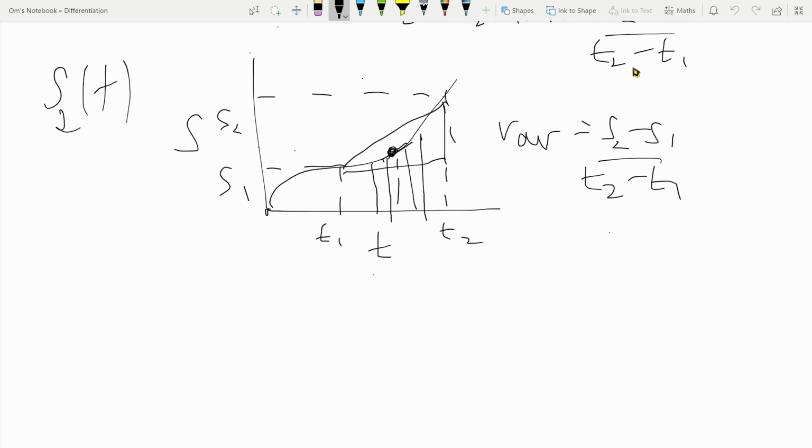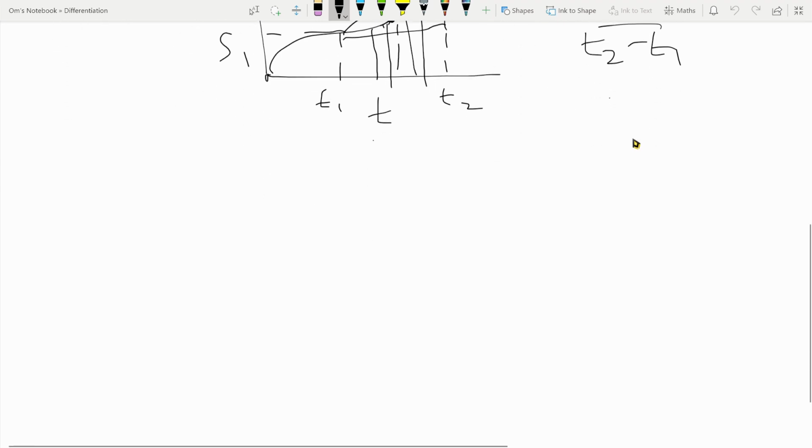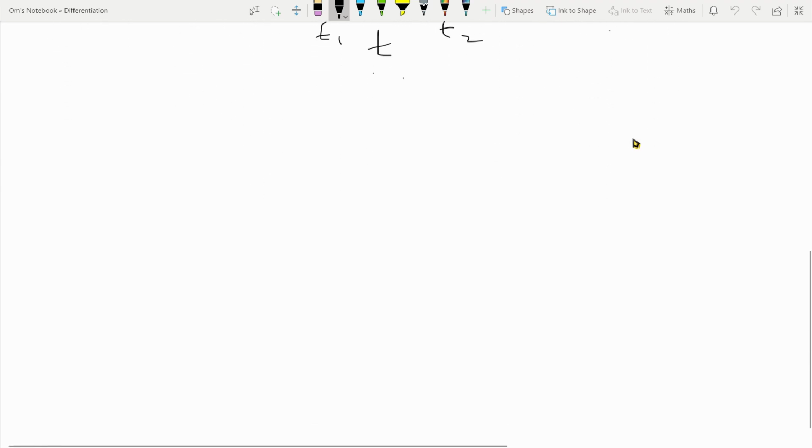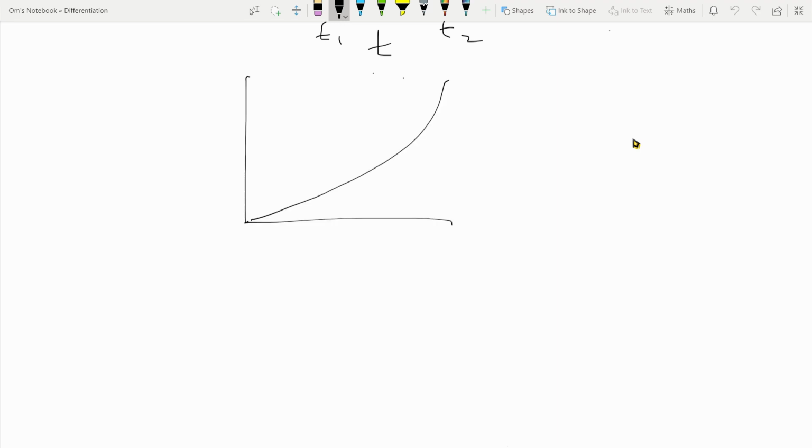And so what we actually end up doing, and I'll draw a fresh graph over here, is if I were to draw the graph s again, what actually happens over here is we try and keep, suppose we want to find the speed at this point, say t naught.